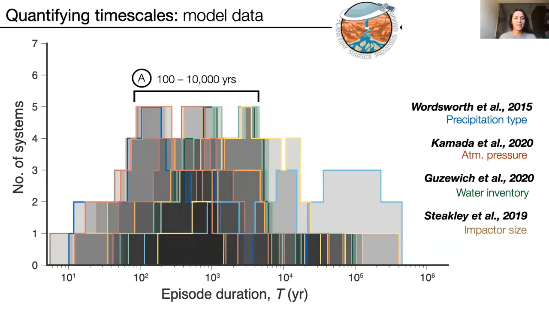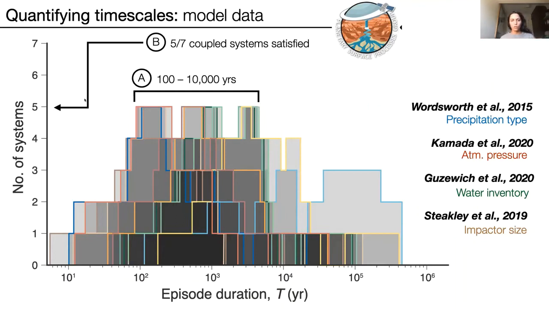And second, there is not a single timescale that actually satisfies more than 5 coupled systems out of the total of 7, which is still an interesting result because it could mean that there wasn't a single timescale that's valid for all our coupled lake systems, so they could have occurred in different episodes or episodes of different durations, or it could also mean that there's more space to explore other models that could satisfy more of these systems. And this is something that we're looking to try next as well.